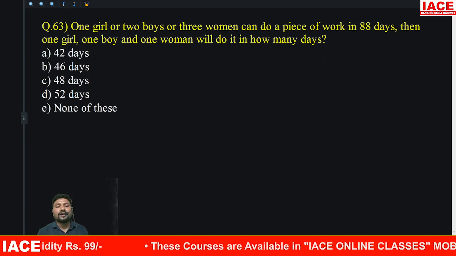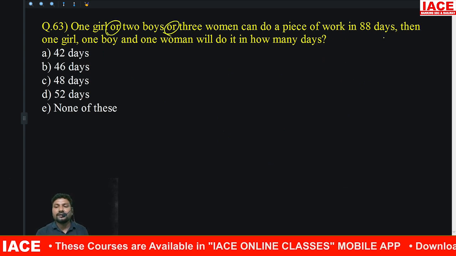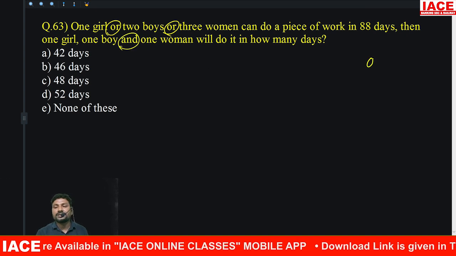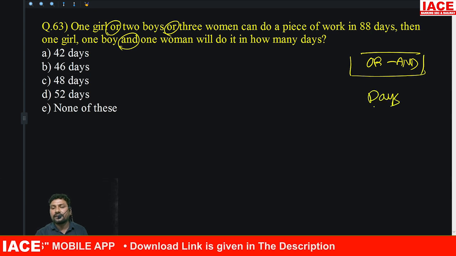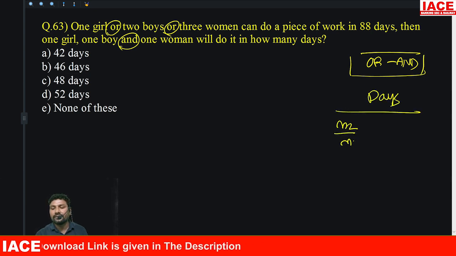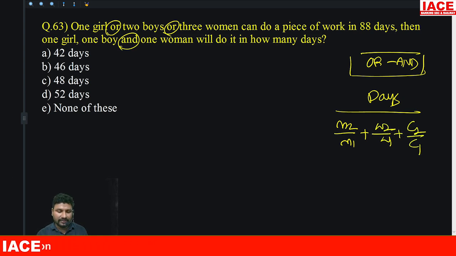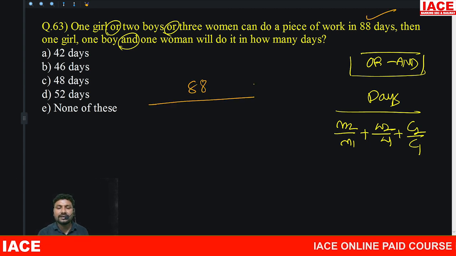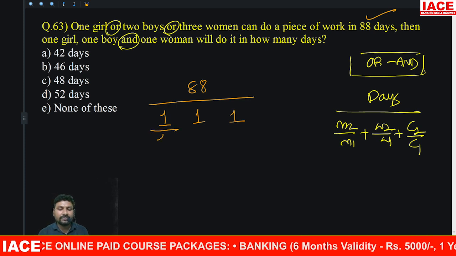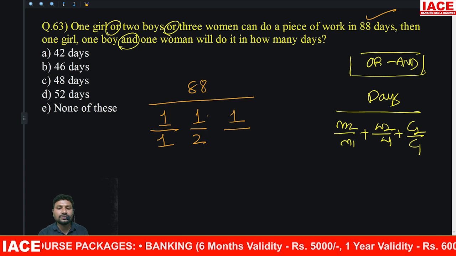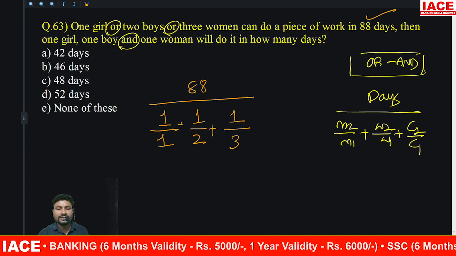One girl, one boy, it's a work and combination problem. For work and combination, we have one formula. Days by, we will take genders: M2 by M1 plus W2 by W1 and C2 by C1. Then we'll apply the same method. Total work is completed in how many days? 88 days. They are asking for the work from one girl, one boy, one child. One girl means we write 1, 2 boys means we write 2, and 3 women we write 3. We will simplify this to get an answer.